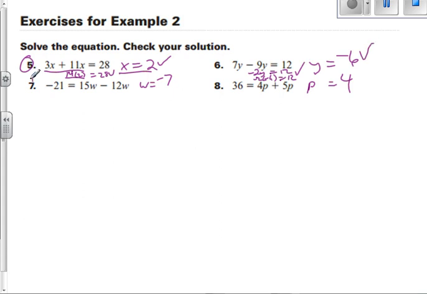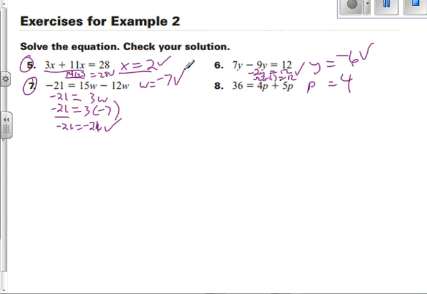Now, if we look at number 7 here, you're going to have negative 21 is equal to 3w. Divide both sides by 3. So now let's substitute. We have negative 21 is equal to 3 times a negative 7. 7 times 3 is 21. Positive times a negative is a negative. So I have negative 21 is equal to negative 21. My check works, so therefore I know the value of w is correct.